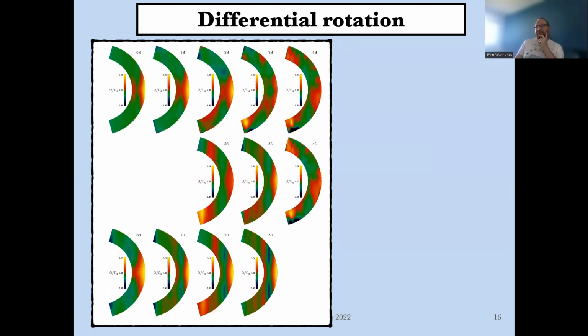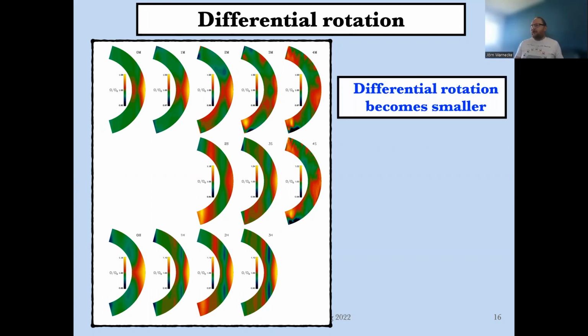Now I'll go a bit faster through it. One part is the differential rotation. It's a bit complicated to see, but what is important is that the differential rotation actually becomes smaller when you go to higher magnetic Reynolds number or fluid Reynolds number.